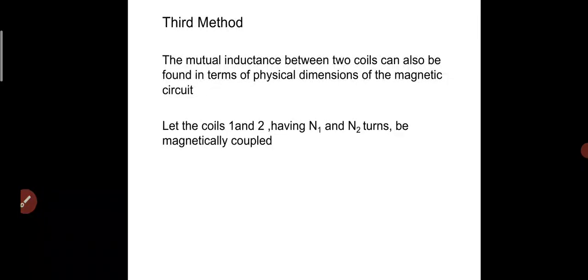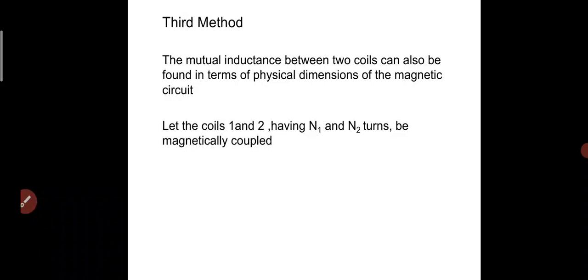And the third method: the mutual inductance between two coils can also be found in terms of the physical dimensions of the magnetic circuit.